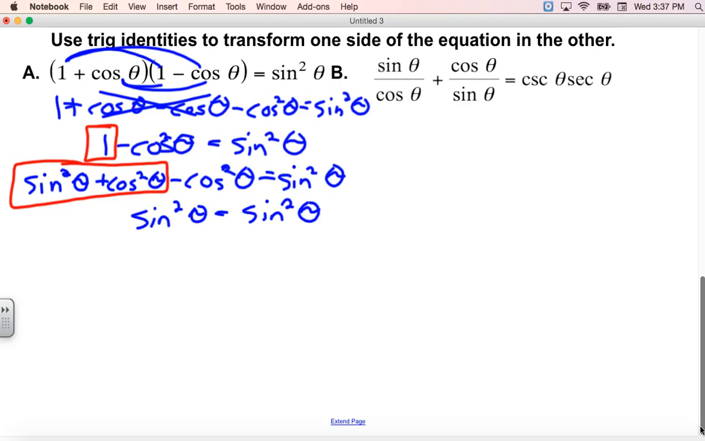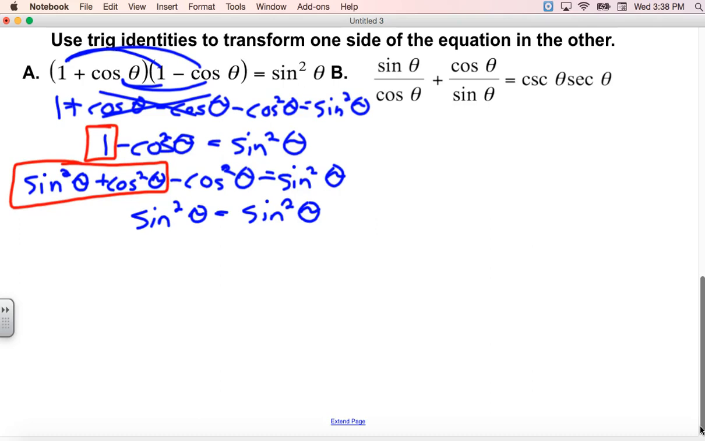Now B I didn't do yet because I'm going to show you how to do it. It's a little bit trickier. We've got these fractions. Notice on the left side we have 2 fractions added together, but on the right side it's just combined into one thing. So that should give us a hint that we need to combine those 2 fractions into one thing.